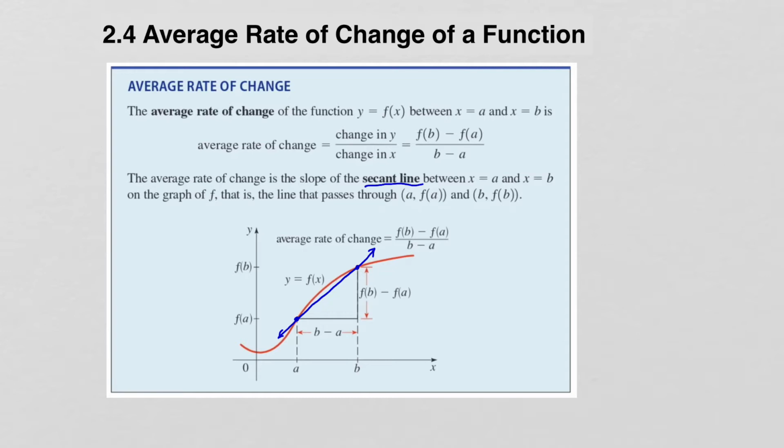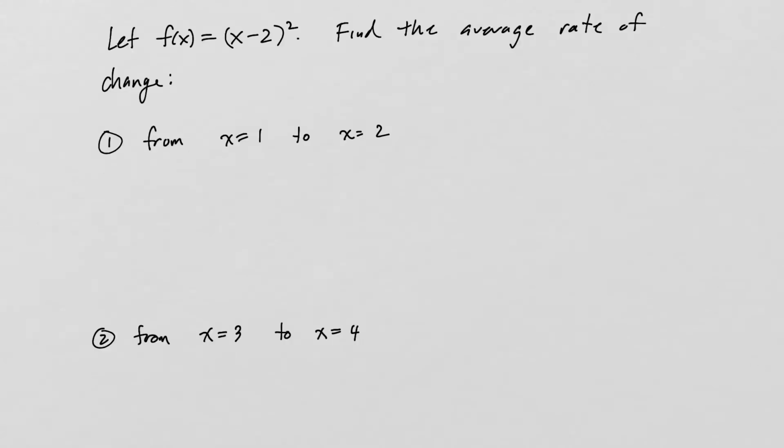Let's take a look at a quick example. Let's suppose f of x is equal to the function x minus 2 quantity squared. I want to find the average rate of change from x equals 1 to x equals 2, and then from x equals 3 to x equals 4. And we can do this without using any kind of a graphing aid.